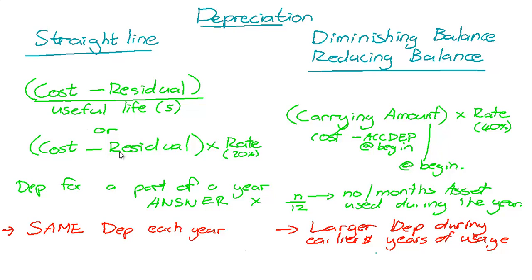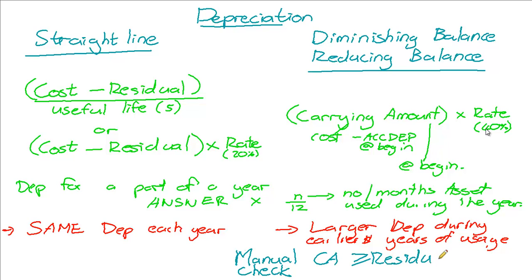Just something I would like to make mention of: if you're given a residual value under the reducing balance method, you will see we have not incorporated that in our formula here. The reason for that is that it is a manual check that one has to perform at the end of each year to make sure that the carrying amount is greater or equal to the residual value.